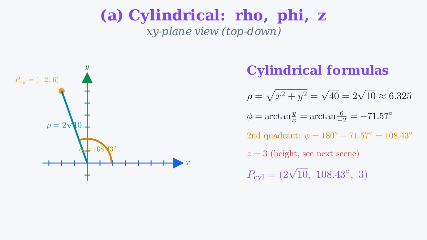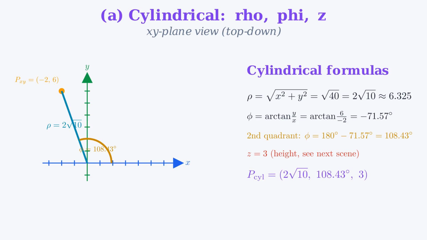Now phi. y is positive and x is negative, so our point sits in the second quadrant. A calculator gives arctangent of 6 over -2 as about -71.57 degrees, but that is a fourth quadrant answer. To land in the second quadrant, we add 180 degrees. 180 minus 71.57 equals 108.43 degrees.